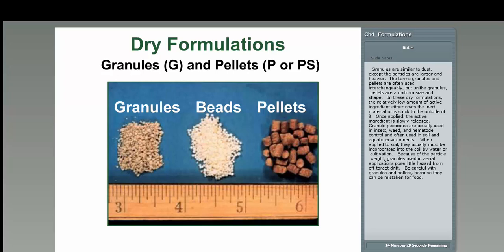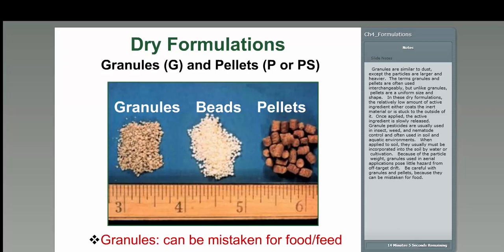Granule pesticides are usually used in insect, weed, and nematode control and often used in soil and aquatic environments. When applied to soil, they usually must be incorporated into the soil by water or cultivation. Because of the particle weight, granules used in aerial applications pose little hazard from off-target drift. Be careful with granules and pellets because they can be mistaken for food.